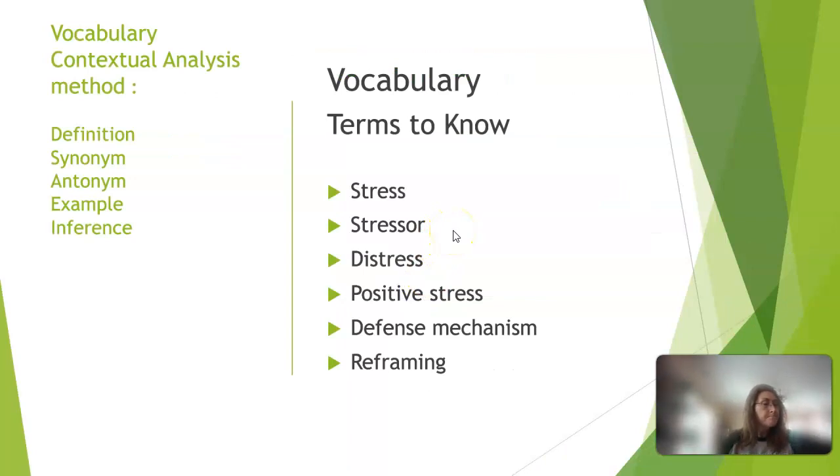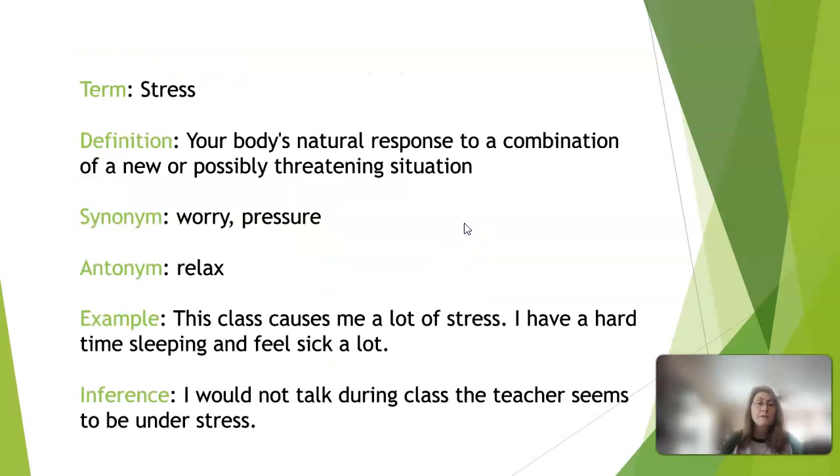Okay. The next topic to address is the vocabulary in the chapter. Here are 6 terms pulled from the chapter that we will have the students learn. Here's an example of using the contextual analysis strategy to teach the vocabulary words to our students. I listed the term. You'll list the definition. You'll give a synonym for it, an antonym for it. Have them write an example in a sentence, and then also the direct meaning of it. And then also use a sentence that infers the meaning of the word.